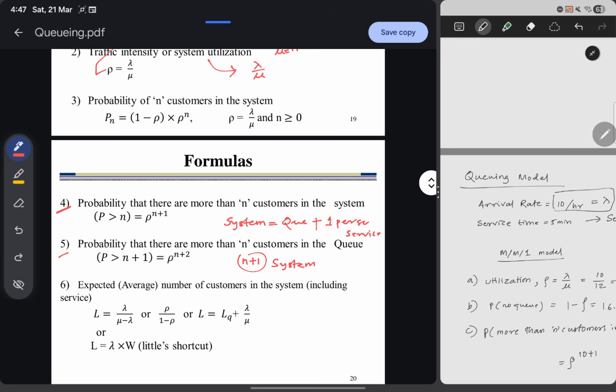So if you substitute n plus 1 here, the probability of n customers in the queue is this, or the probability of n plus 1 customers in the system will be n plus 1, that is n plus 2. So this is the same as this. This is the only thing that you need to remember: system equals queue plus one person in service. Other formulas are purely self-explanatory, I'll not explain that. So we'll go back to the question.